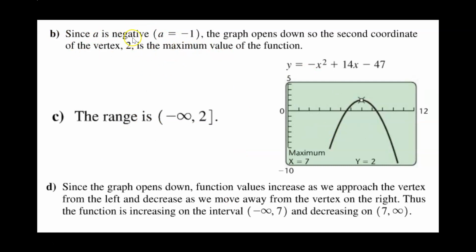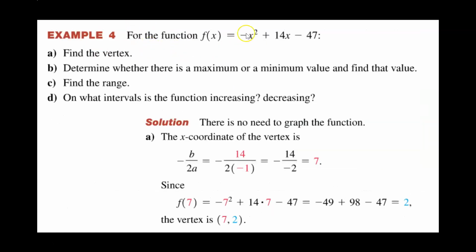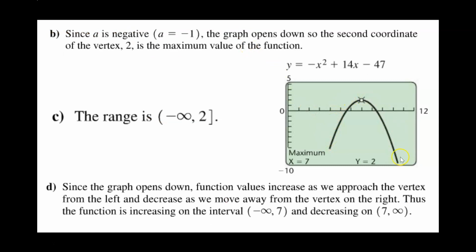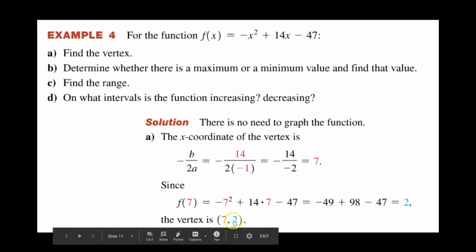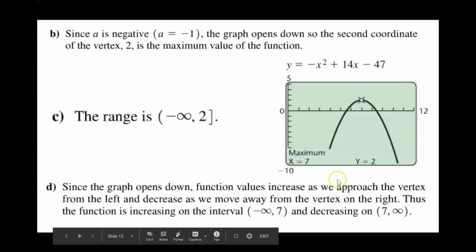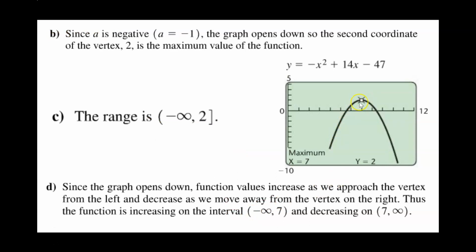So since we have a negative in front here, we know it's going to make a frowny face, which makes the vertex going to be at the top as a maximum. So we know this is going to be a maximum. How do we know what the maximum value should be? It's always going to be the y in the vertex. So right here, when it changed direction, we know this is the highest point before it changes direction and goes back down. What is the range?